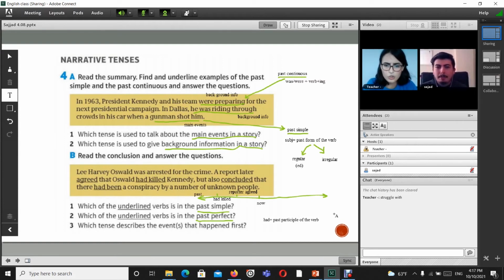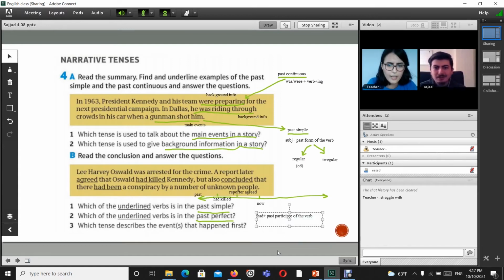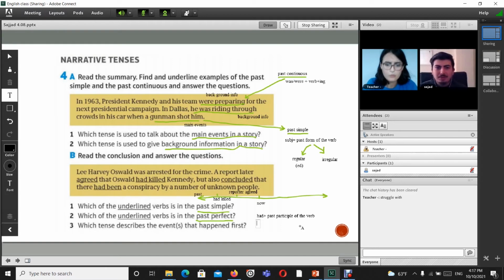Now I have a question. How can we make it negative? For example, there had been a conspiracy. Can you make it negative? There had not been a conspiracy. Very good. So it is had plus the negative form, not, plus what? Past participle.